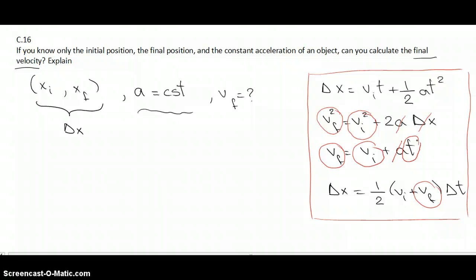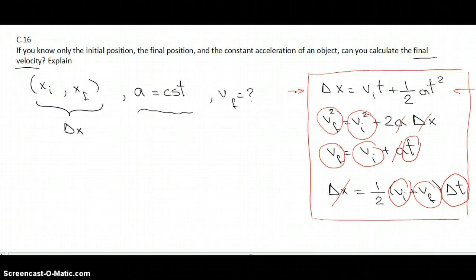Do I have a displacement? Yes, I do. Do I have the initial velocity? No. Do I have the time? Again, no. Last step I can do is to double check the fourth, or in this order, the first formula.